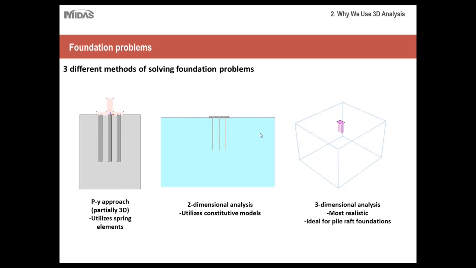Whereas with 2D analysis, once again, it uses constitutive models. However, it does typically generate very over-conservative results. So even though you get results that pass design codes, they may be over-designed, or for larger scale projects, the designs that you would get with 2D analysis would create costs that far exceed what you'd actually need. With a 3D analysis, however, this too uses constitutive models, but it's also the most realistic, and it's ideal for pile raft foundation projects because those are the larger scale projects.